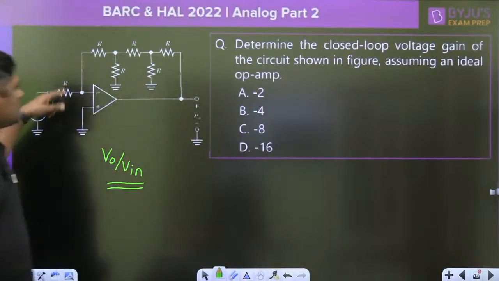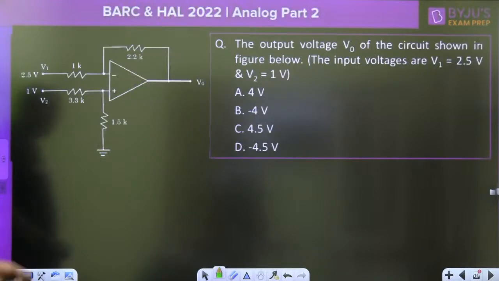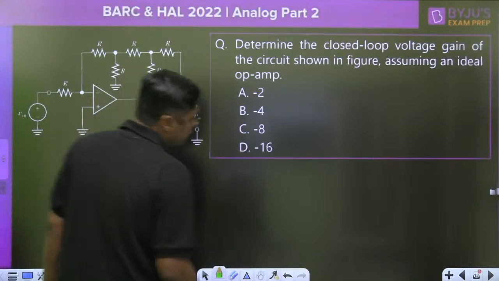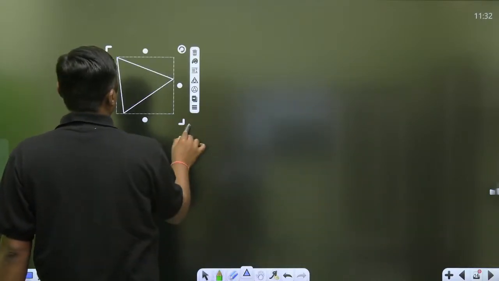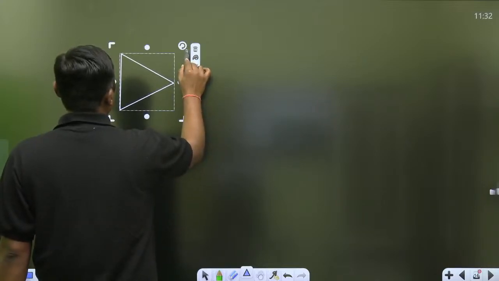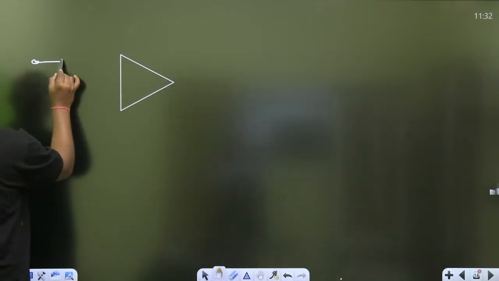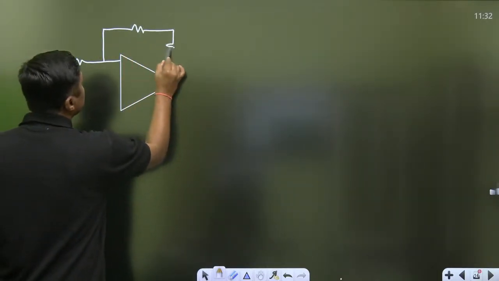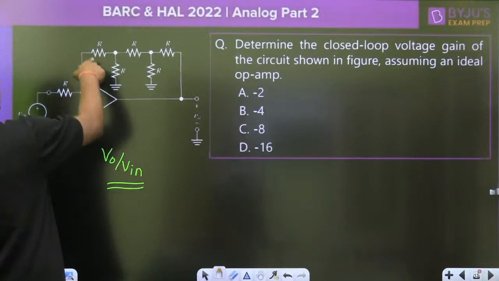So what will be the answer? R, everywhere R. One very simple way to solve this question is, one minute. This is R, that is R. Now one, two, three, four, 1, 2, 3, 4, 5.